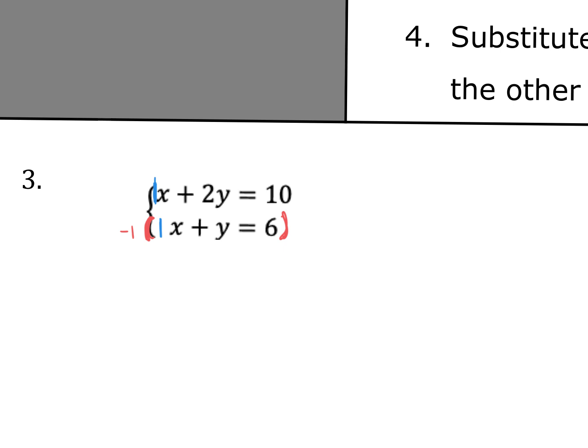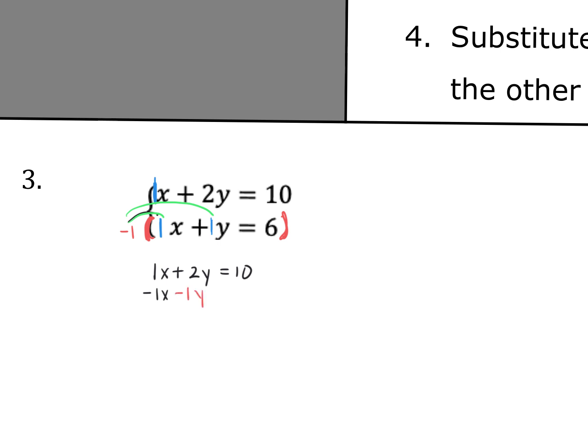Okay, so the first thing I'm going to do is just rewrite that top one again, just so I can see it better. So I'm going to put that one, 1x plus 2y equals 10. And then I'm going to rewrite this next one with this negative 1 distributing to each piece. If I take negative 1 and distribute it to that positive 1x, I get a negative 1x. Now I'm going to take that negative 1 and distribute it to this positive y. Remember, if there's no number in front of the y, it's really a 1. So negative 1 times 1 is going to give me a negative 1y.